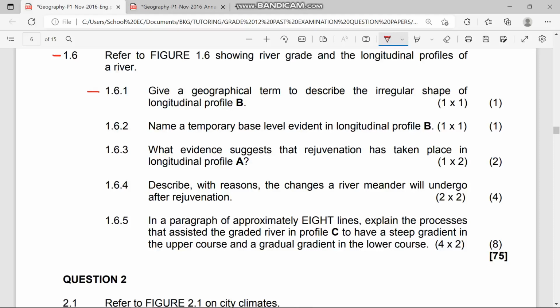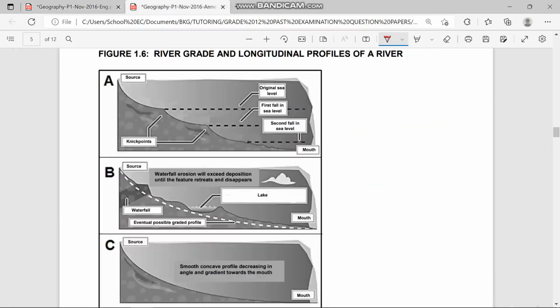Question 1.6.1 says, give a geographical term to describe the irregular shape of longitudinal profile B. Let's go and see B. You can see C is smooth. Okay, let me restart.